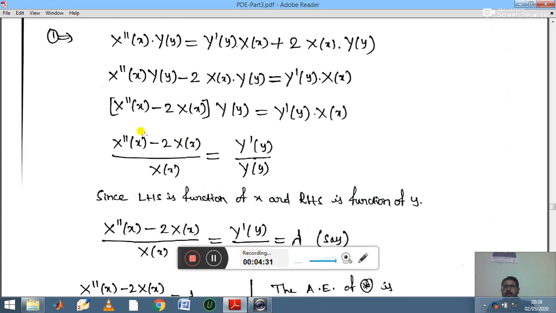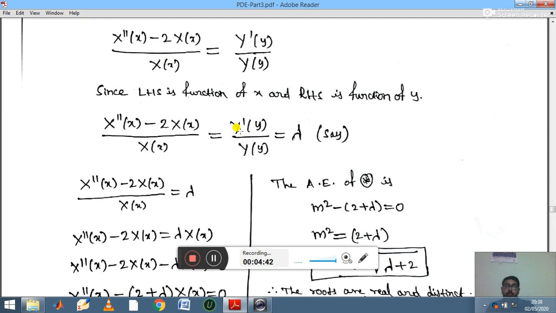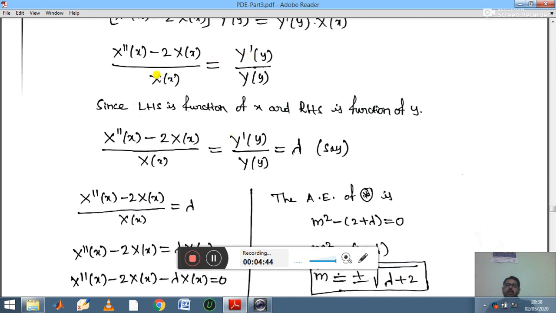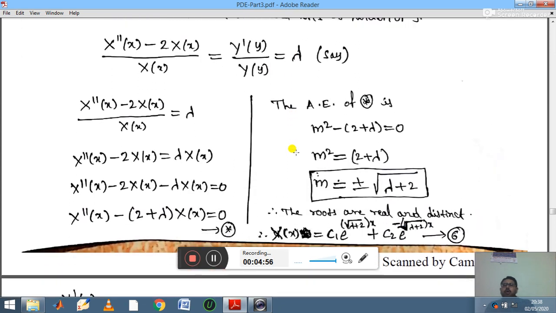Here the LHS is completely a function of x and the RHS is completely a function of y. This means the PDE is converted into ODEs. You got two differential equations, one with respect to x and one with respect to y. Now equate these to some constant lambda. Now we need to solve this. First, take the first differential equation.